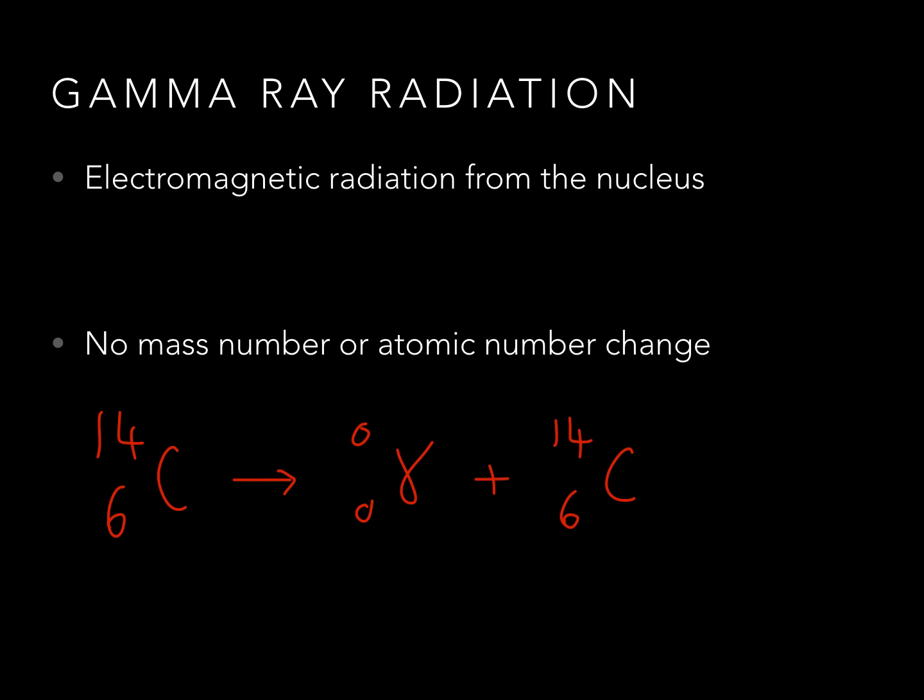Basically, the nucleus has got too much energy, it's lost something, and it sort of rejigs itself to make itself a little bit smaller, and in doing so, it releases that extra potential energy out in the form of a gamma ray wave. There's no mass number or atomic number change. You can see the formulas there.